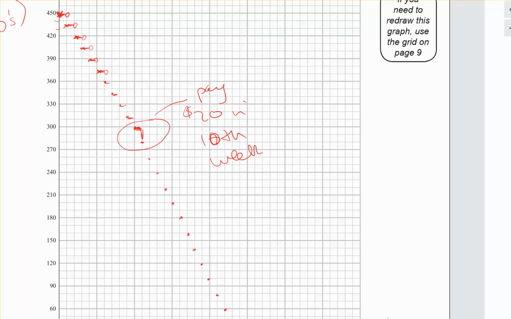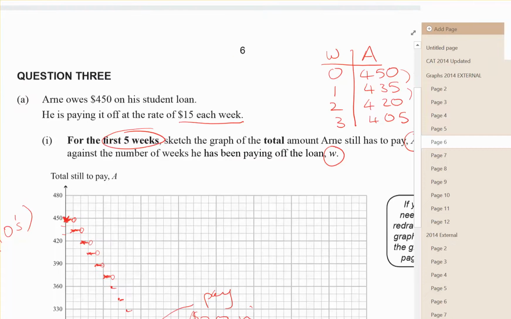In the 10th week, counting 1, 2, 3, 4, 5, 6, 7, 8, 9, 10: first week, second week, third week, fourth, fifth, sixth, seventh, eighth, ninth, 10th, 11th. It's actually the 11th week. Going from 10 to 11 is the 11th week we're paying it off.